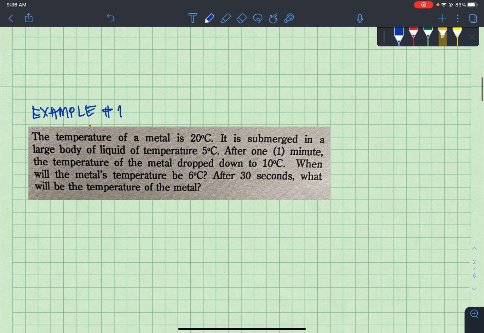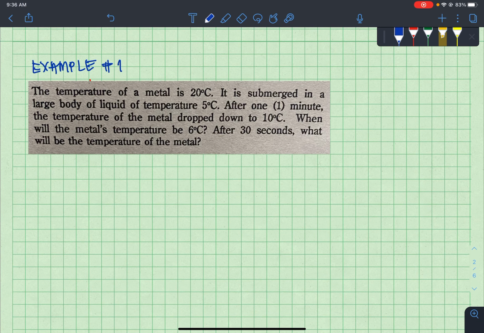So with our example number 1, we have the temperature of a metal is 20 degrees Celsius. It is submerged in a large body of liquid of temperature 5 degrees Celsius. After a minute, the temperature of the metal dropped down to 10 degrees Celsius. When will the metal's temperature be 6 degrees Celsius? And after 30 seconds, what will be the temperature of the metal?